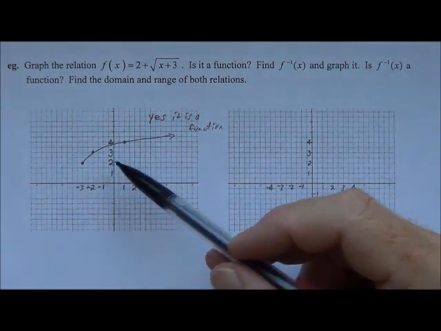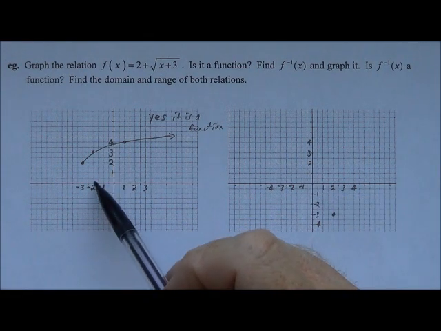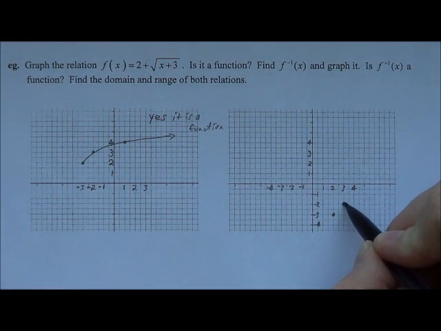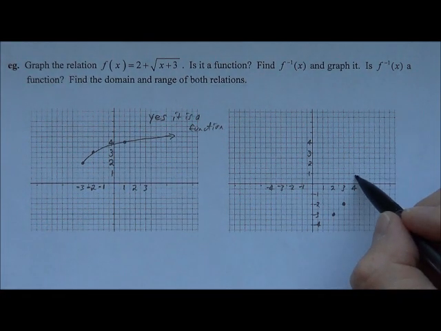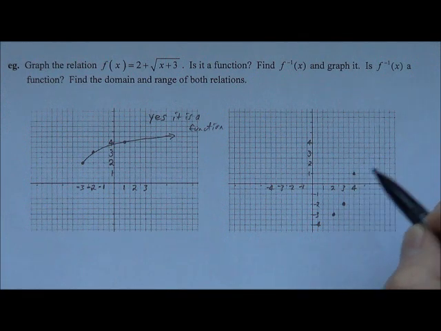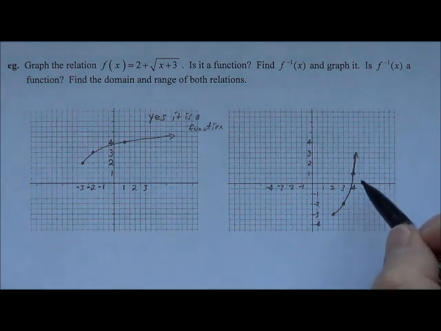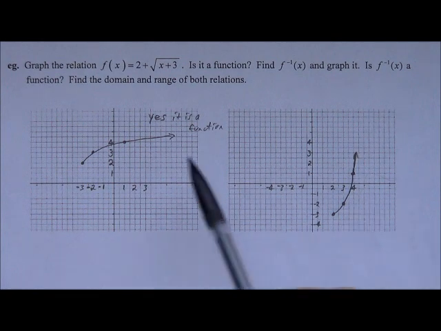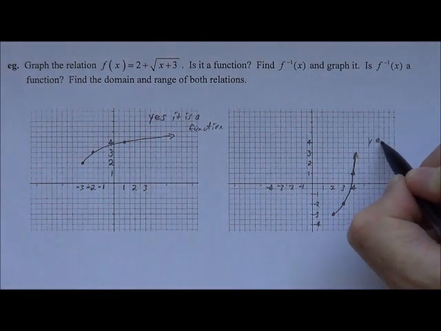So instead of negative 3, 2, it's going to be 2, negative 3. Instead of negative 2, 3, it's going to be 3, negative 2. And instead of 1, 4, it'll be 4, 1. Okay, and then we can plot this best we can. And we take a look at that. Again, it's only the right branch because only the upper branch of the square root function was graphed, so this is also a function.